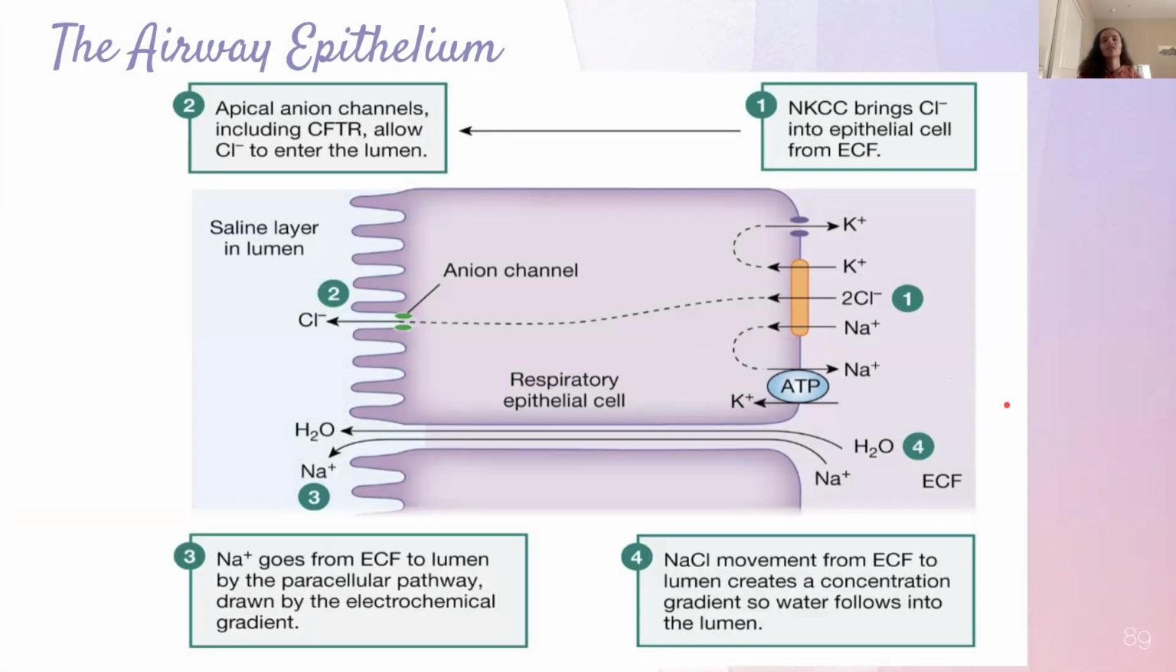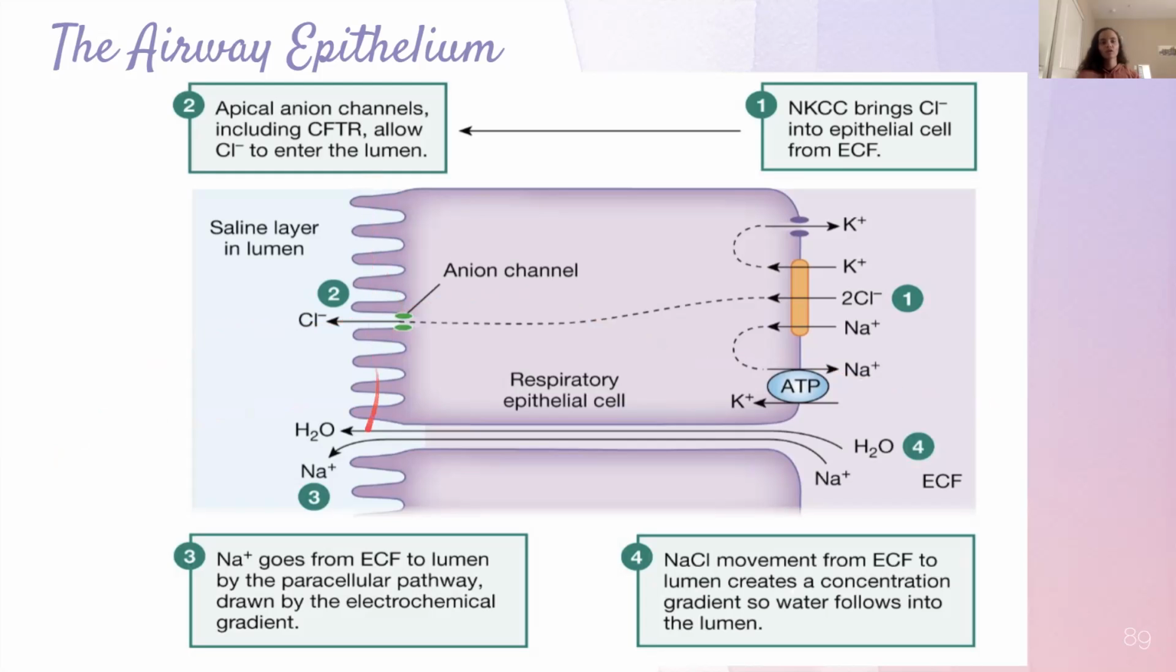I'm going to quickly run through the steps of what happens at the airway epithelium and how we form this watery saline. The first step is we have these channels called the sodium potassium 2-chloride channels, the NKCC channels. These will bring a chloride molecule into the epithelial cell from the extracellular fluid, and this is mediated by ATP pumps. The apical anion channels, like the CFTR, then allow the chloride to enter into the lumen, which is on the left side, the apical membrane.